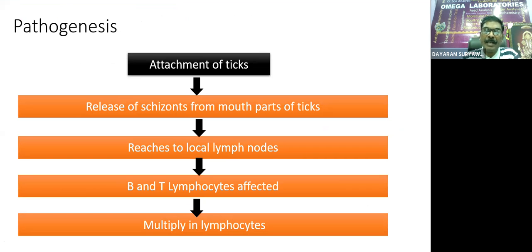Then from that particular area, maybe the ear pinna, maybe the inguinal region, the schizonts will be taken up by the local lymph nodes. They reach the local lymph nodes. Once they reach the local lymph nodes, B and T lymphocytes are affected. Not only the B lymphocytes, T lymphocytes and B lymphocytes both are affected by the Theileria. Then the organisms or the schizonts will multiply in the lymphocytes.